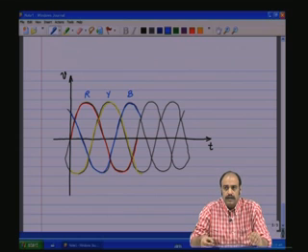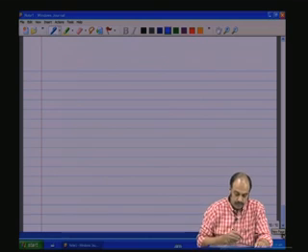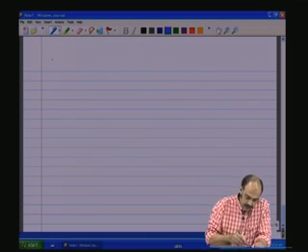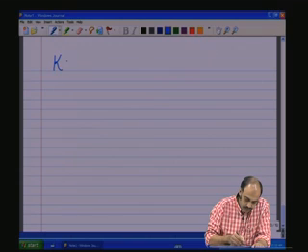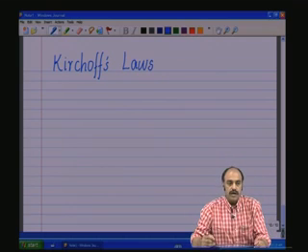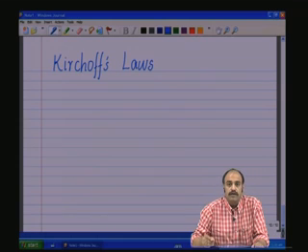Now, we shall take up the next topic, and that is one of the most important topics in the analysis of your circuits, and that is Kirchhoff's laws. Kirchhoff's laws are something that you will be widely using in the analysis of any electronic circuit, and they operate on the principle of conservation of energy.